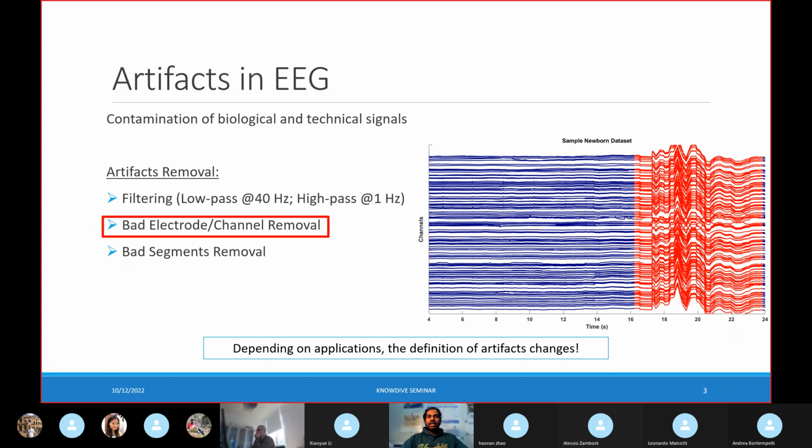What I would like to highlight is also the fact that depending on what you want to do with the EEG, the definition of artifacts changes. For example, if you look for specific frequency related information, probably you can tolerate some sort of artifacts. But if you look for a time domain analysis, artifacts of certain kinds will be intolerable. So we usually define which is the signal that we are interested in and the noise that we have to handle.